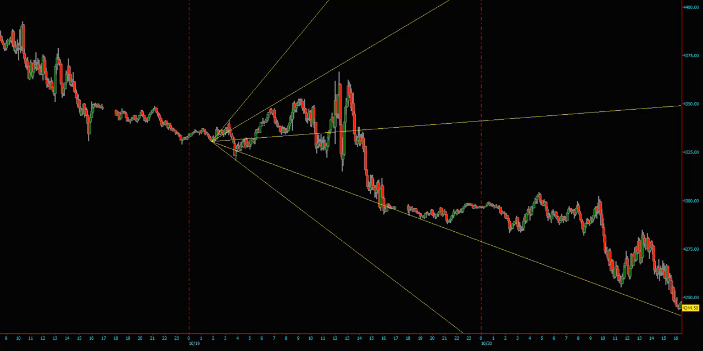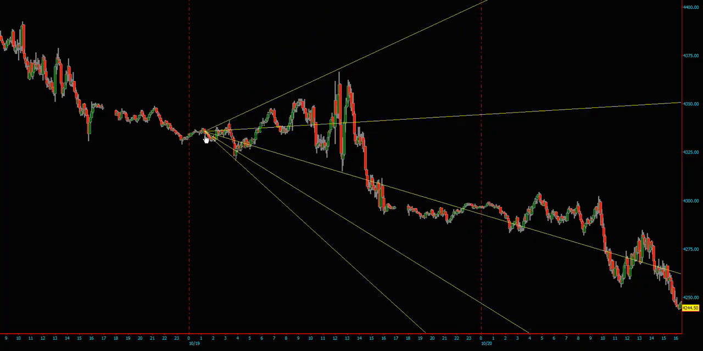Hello friends, welcome back. In this quick demo, we are describing how the angular momentum is describing the shape of the pivots for a given day. It has to be combined with the right location.